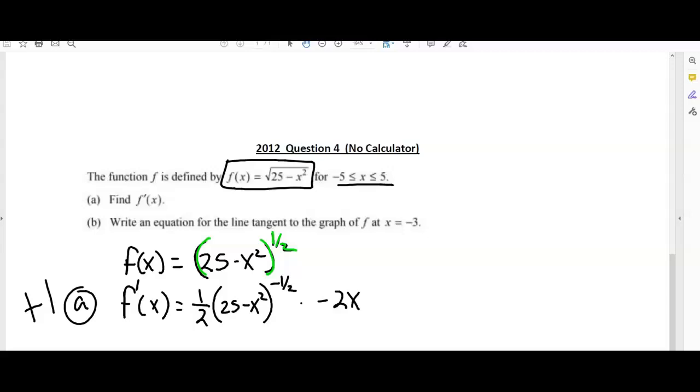Now, part B is asking us to write the equation for the line tangent to the graph of f at negative 3. Now, just so you guys know, when they give you an interval like this, they're telling you that this function only exists on this interval. So you're only allowed to use x values that are between negative 5 and 5. This one is between negative 5 and 5, so we're okay, but just want to let you guys know it doesn't really matter, honestly, for this problem. But let's go ahead and take a look at it.